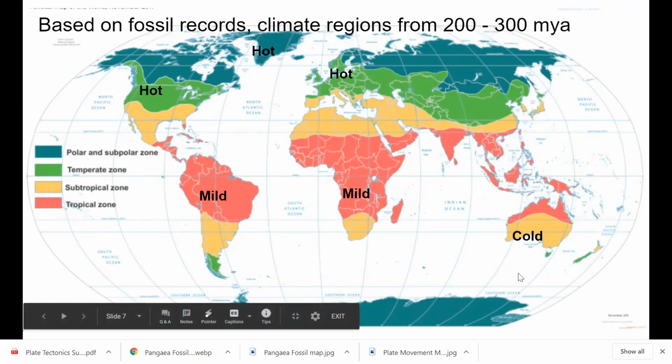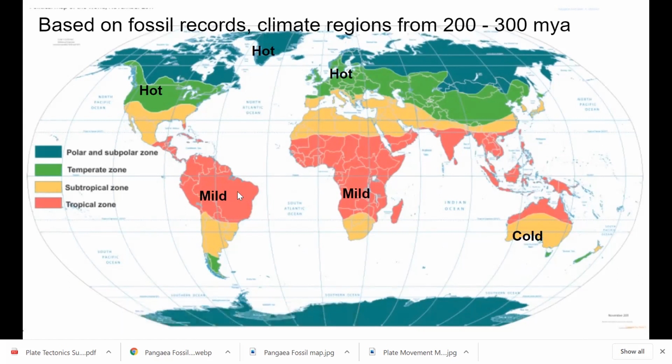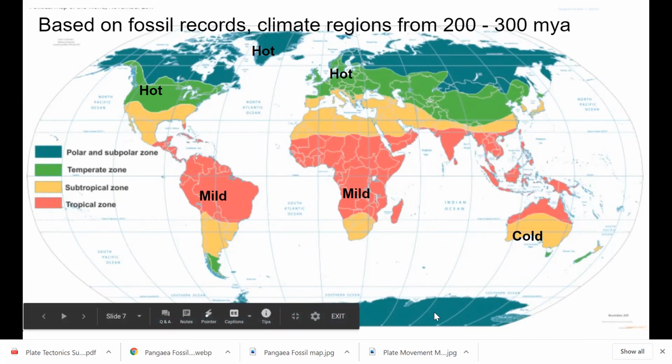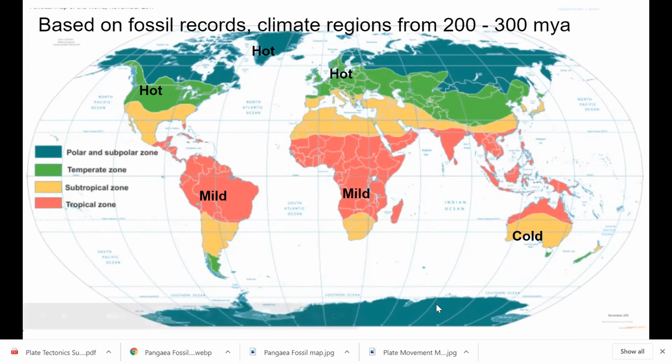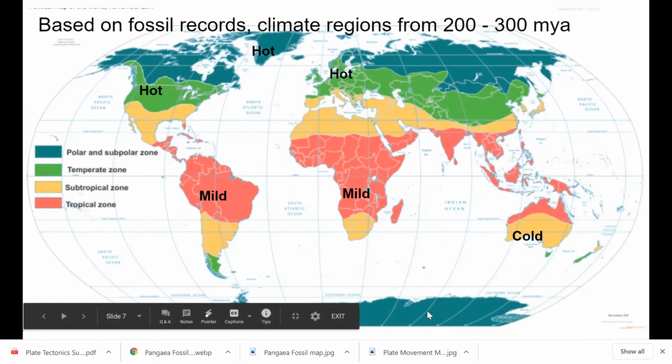However, based on fossil records, these are the climates from roughly 200 or 300 million years ago. The central-ish part of South America and the southern part of Africa were actually much more mild. North America and Europe were a lot hotter, as was Greenland. And then obviously Antarctica and Australia were very cold. But Antarctica was not as cold as it is today.